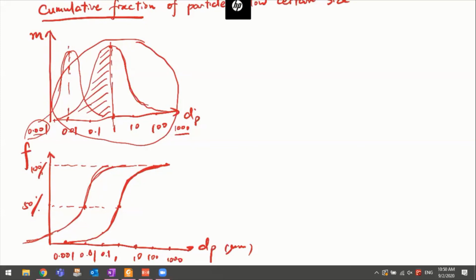And let's say we have a very narrow size distribution. So instead of a broader one, we have a very narrow one. Then, because of that, the increase of this cumulative size distribution will become more steep, right? It's going to be something like this.